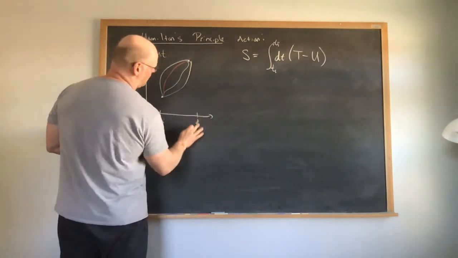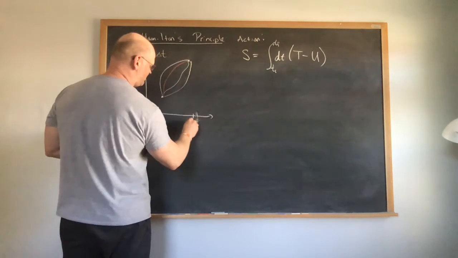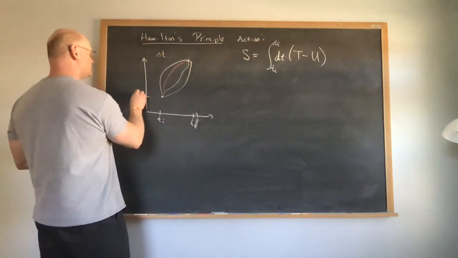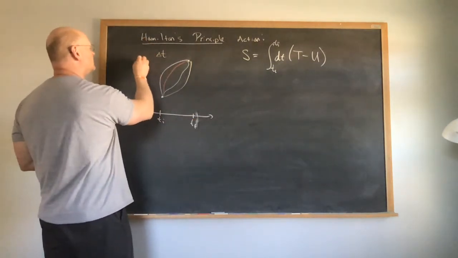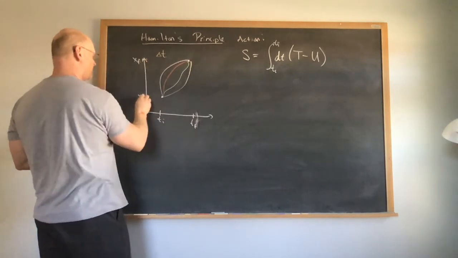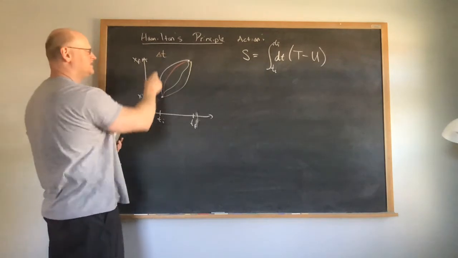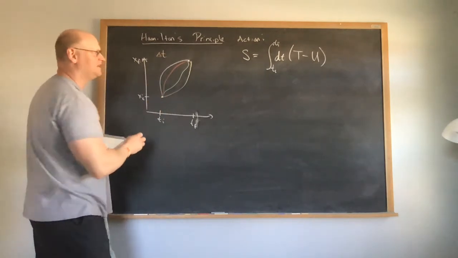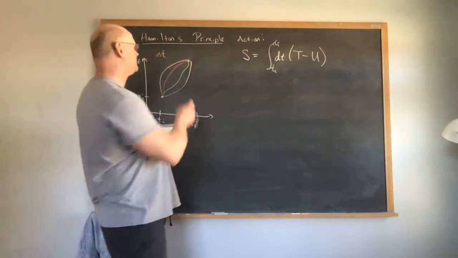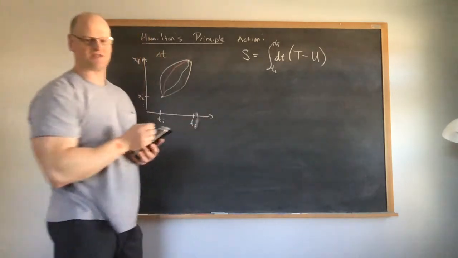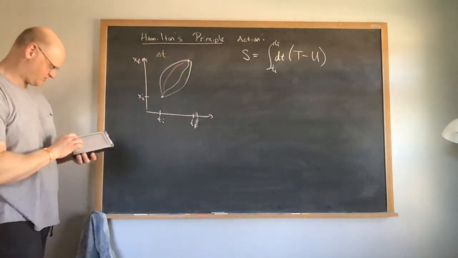There we go, my final time. And let's say this is the initial position, let's call that x1, to the final position of x final. So how this thing goes from here to here in this amount of time delta t is given by the path which minimizes this particular quantity, which is what's known as the action.